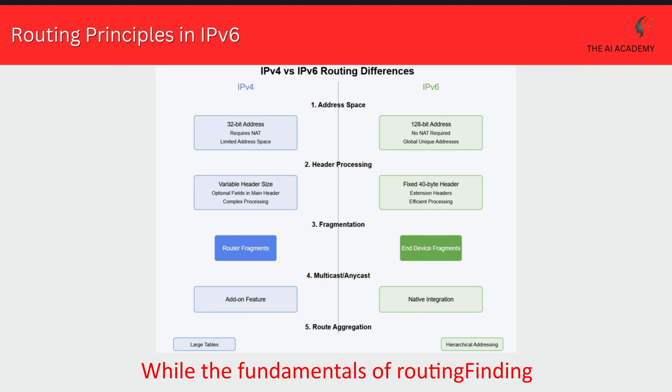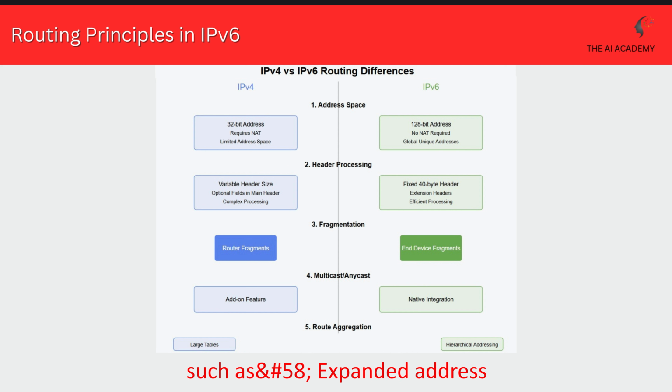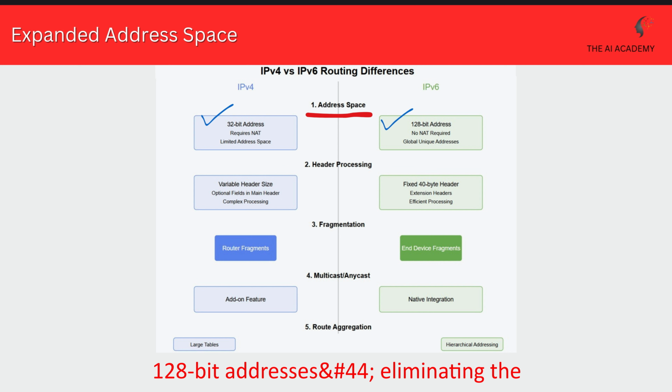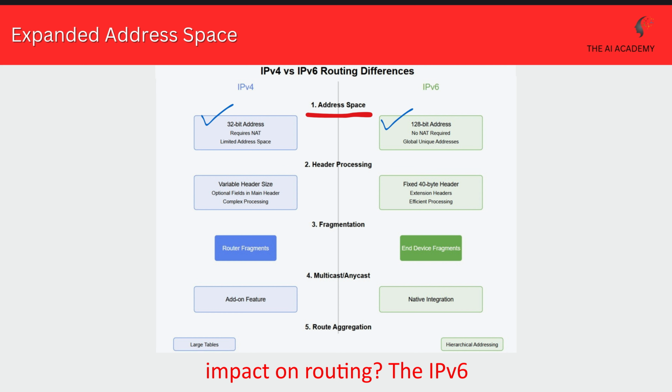While the fundamentals of routing, finding the best path between source and destination, remain the same, IPv6 introduces significant improvements, such as expanded address space. IPv4 uses 32-bit addresses, leading to address exhaustion and complex workarounds like NAT. IPv6 employs 128-bit addresses, eliminating the need for NAT and enabling efficient routing across the Internet. What is the impact on routing?